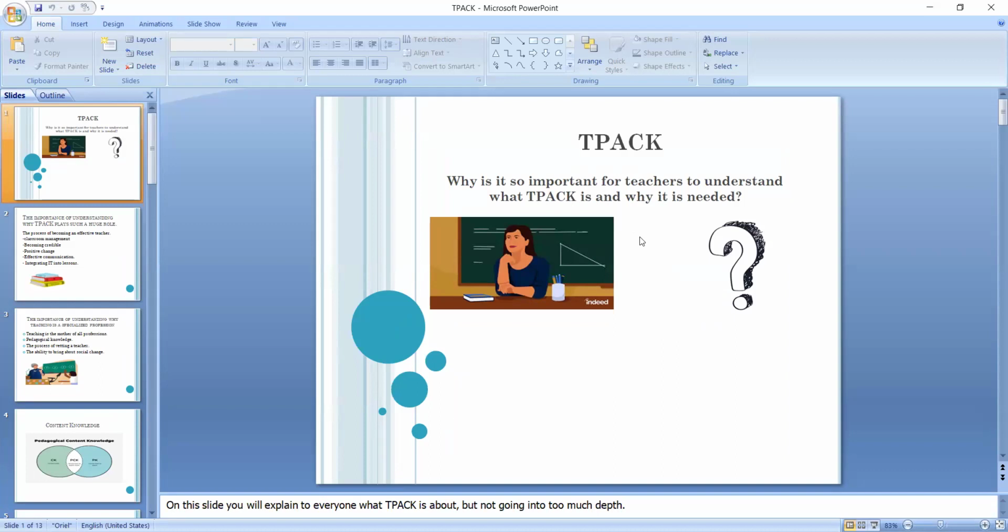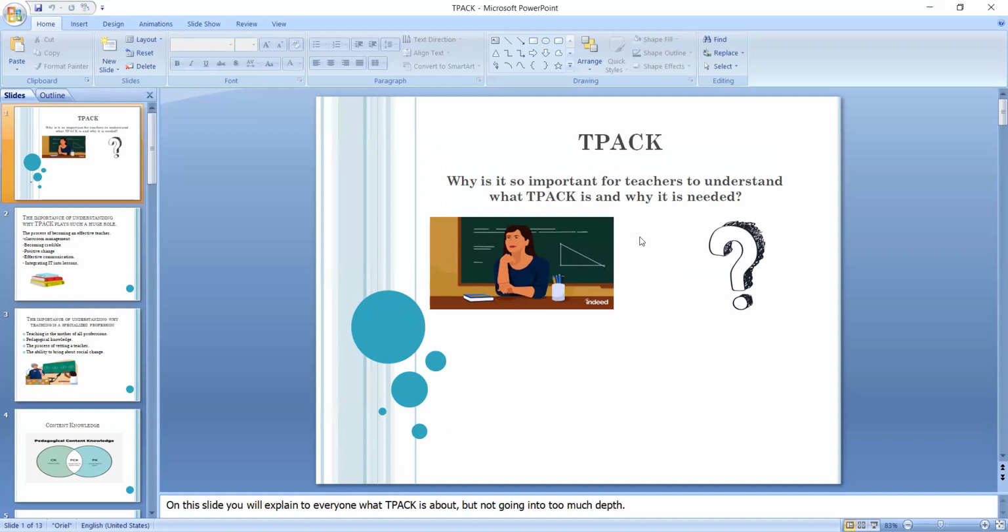Hello, everybody. So this is TPACK, and I'm going to be going over with you guys why it's so important for teachers to understand what TPACK is and why it is needed.